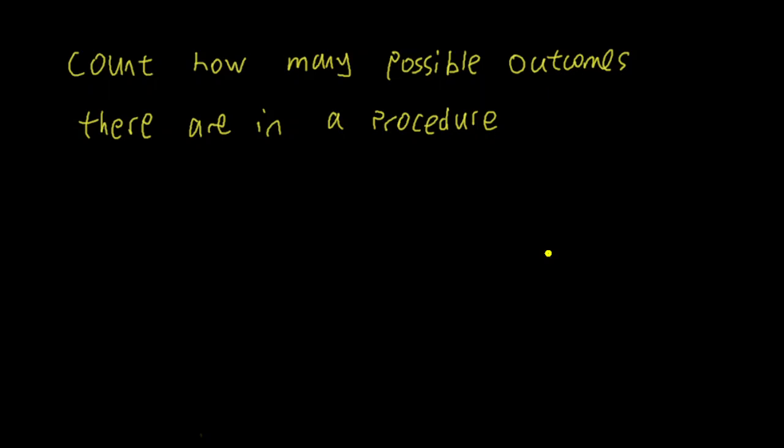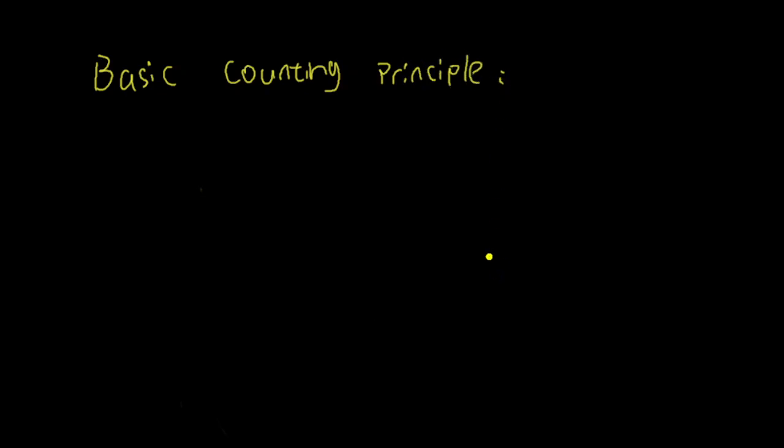In this video, I will talk about how to count how many possible outcomes there are in a procedure. So the first concept I want to talk about is the basic counting principle. So what does it say? Now let's give an example.